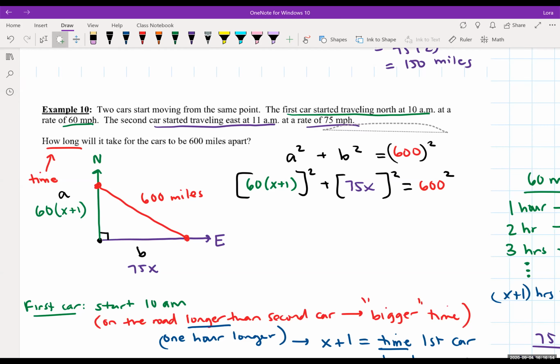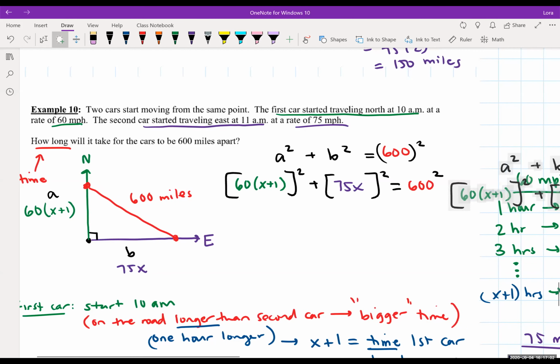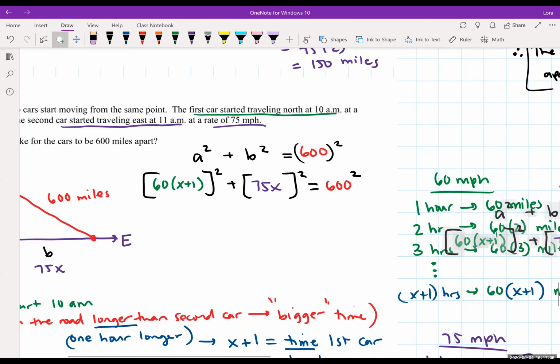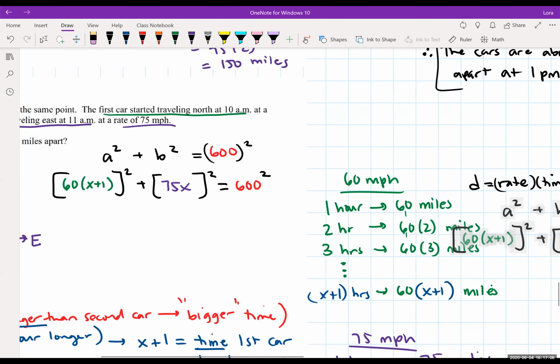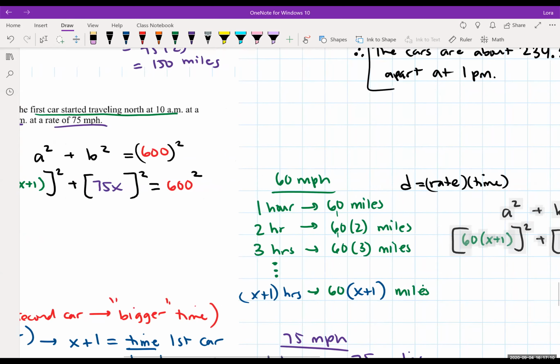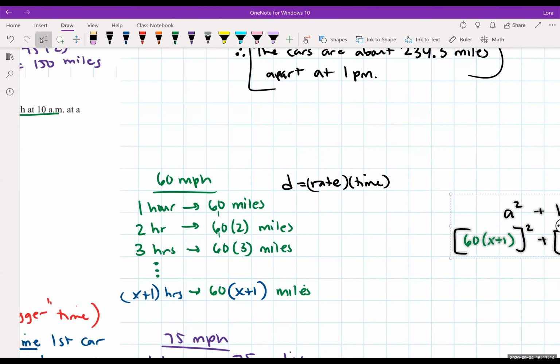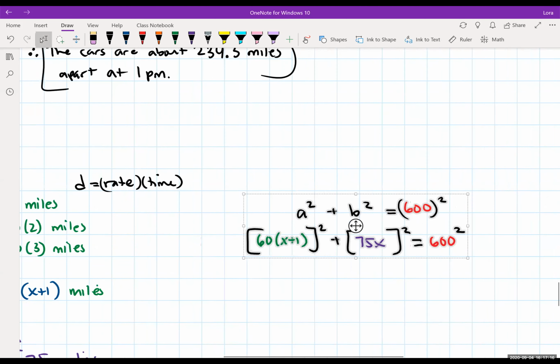So I'm going to take this off to the side. I need a little bit more room, so bear with me. Move this over a little more, a little more, a little more. There we go. A little higher for us.